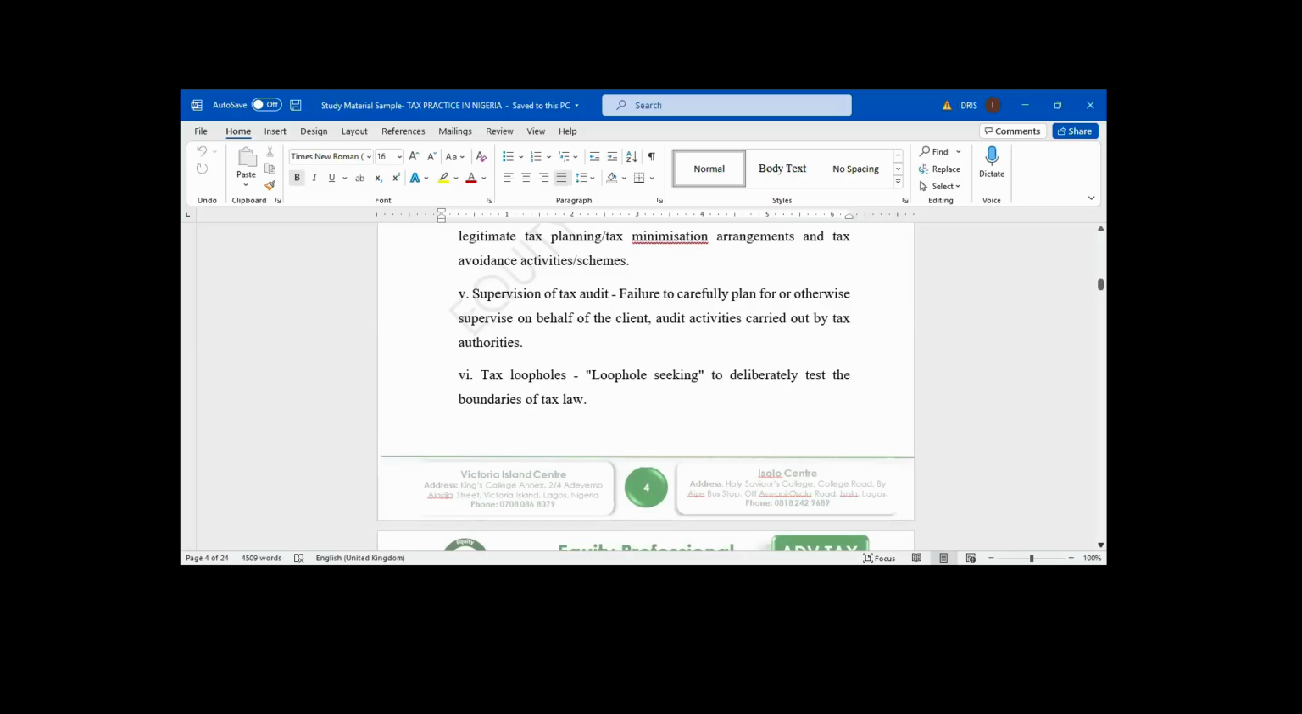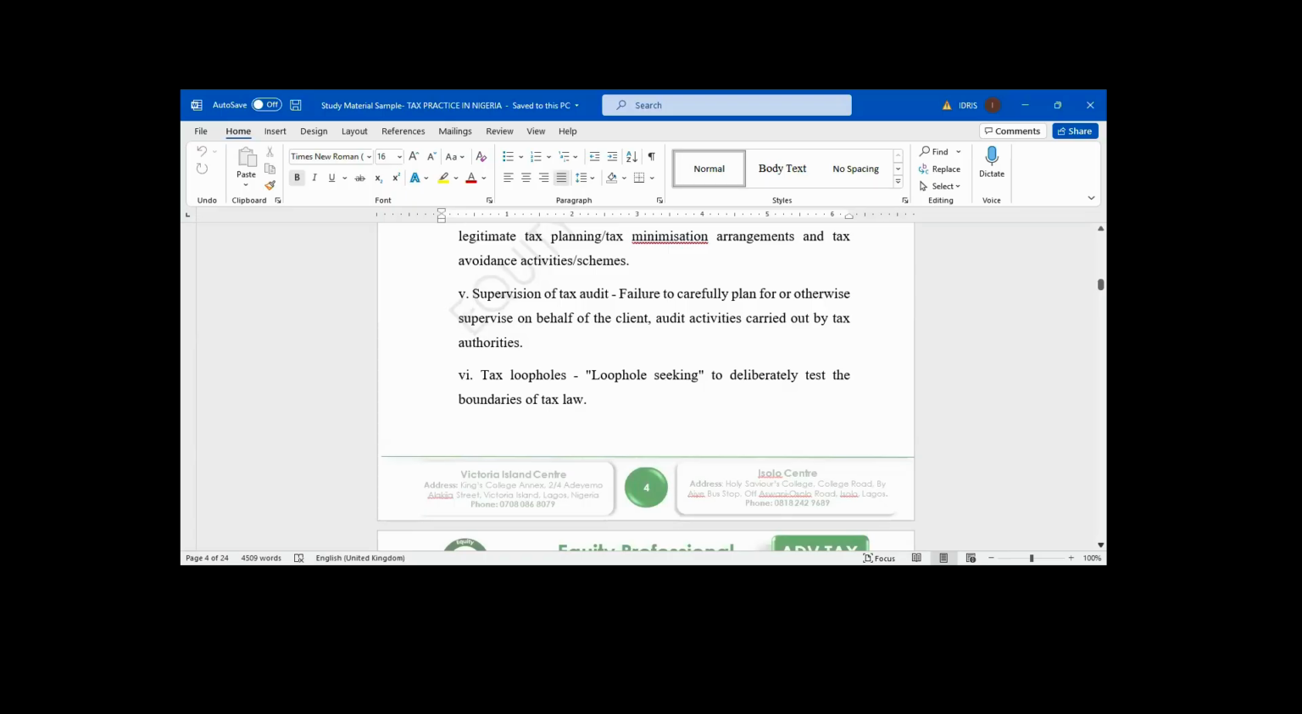You're supposed to represent the client. You're supposed to be helping the client to speak. And if tax authority raises any tax query, you're supposed to be the one to help the client reply to the queries. But during the tax audit, you fail to show up. What are you paid for as a tax practitioner? What are you paid for as a tax consultant? You did not show up. You did not attend the tax audit.